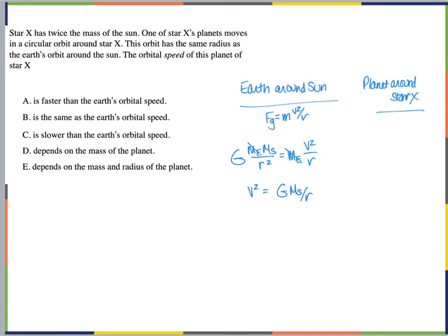If I do this for the planet around star X, again it doesn't really matter what that planet was, it really only matters what the central object is. If we solve for this, v squared is going to be big G times twice the mass of the Sun over r. And so this one is bigger. In fact, it's 2 times bigger. And so that allows us to choose answer A.